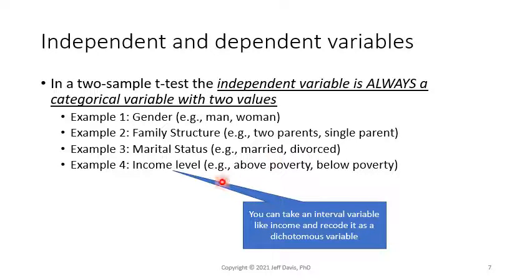Then income level, we might have something like this. We'll take a person's income in dollars and cents, so we'll essentially take it from an interval-ratio variable and create a categorical variable based on that. We'll say this person's income is above poverty, this person's income is below poverty, and then we'll go on and make a comparison about the outcomes. What sort of difference in outcomes should we see between people who are above poverty and people who are below poverty?